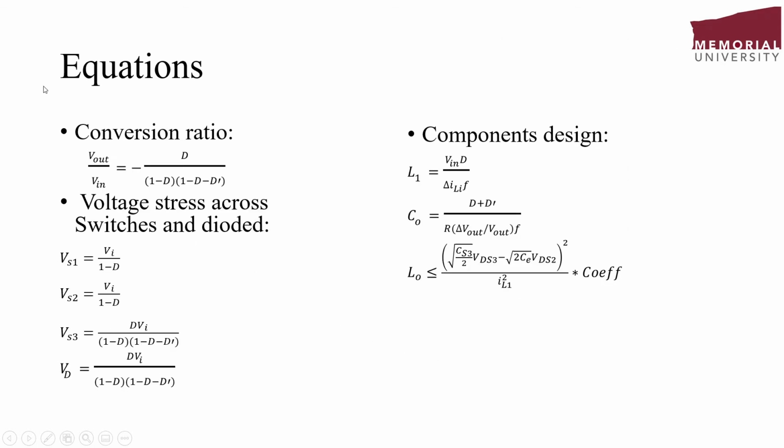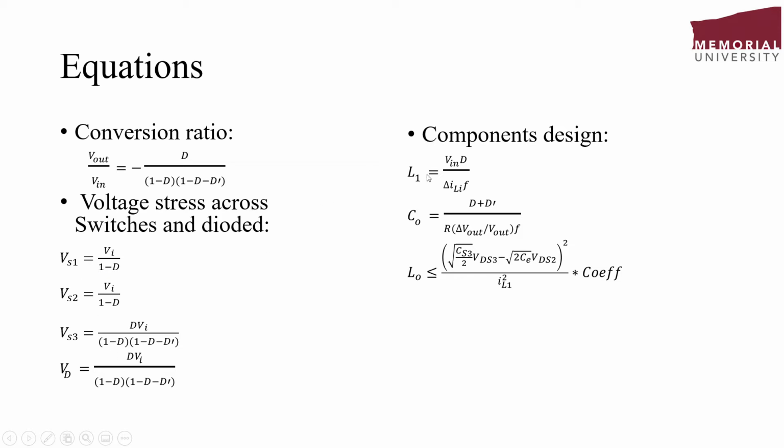Here we have the equations. The conversion ratio is this: minus D over 1 minus D, times 1 minus D minus D prime. The voltage stress across the switches and diodes is as follows.